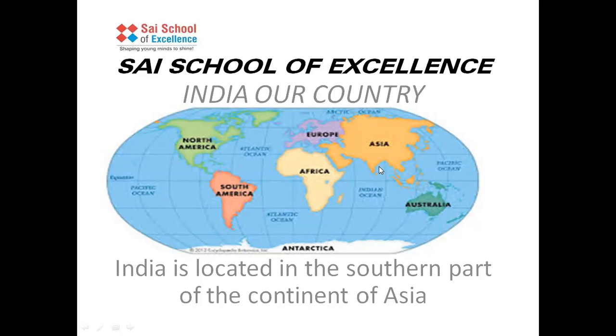Now it's time to talk about the next continent, that is Australia. It is at the bottom right corner of most world maps. It is the smallest continent. And our last continent is Antarctica. It is at the very bottom of most world maps.